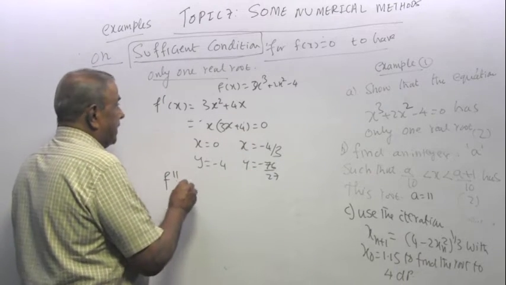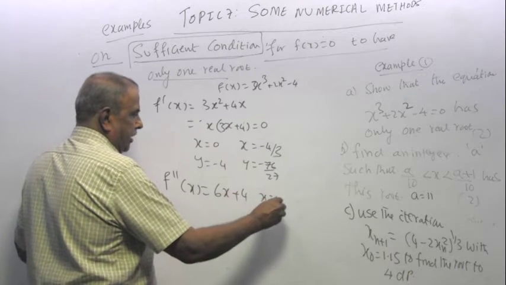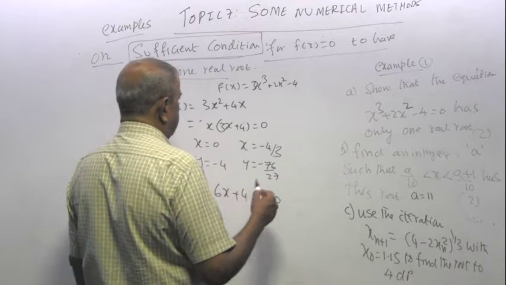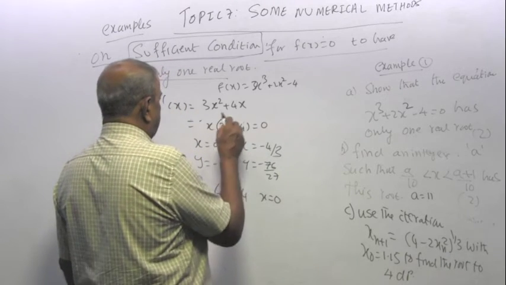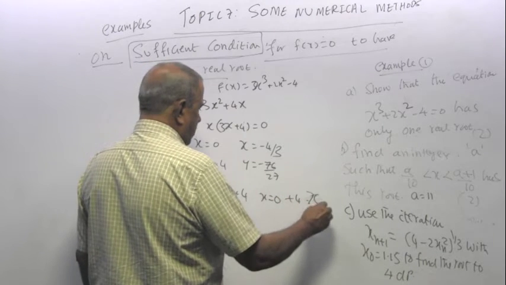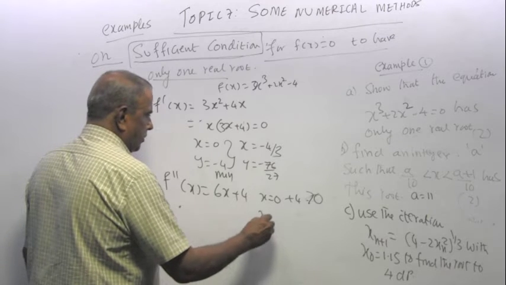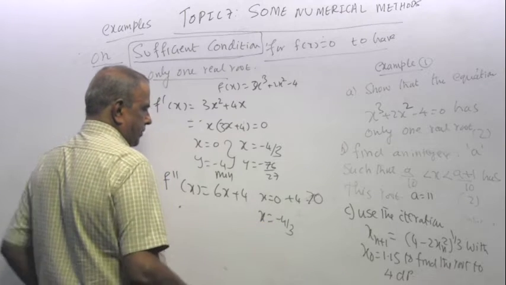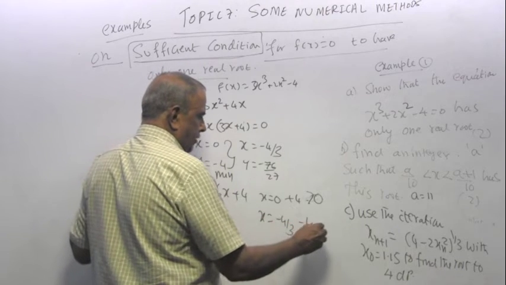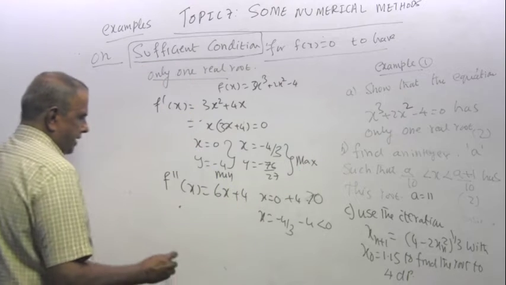What is f double dash of x? It is 6x plus 4. At x equal to 0, what is f double dash of x? Plus 4, greater than 0, so this is minimum. What about at x equal to minus 4 over 3? It will be 6 times minus 4 over 3, which is minus 8, plus 4 is minus 4, less than 0. So that is maximum. Yeah?